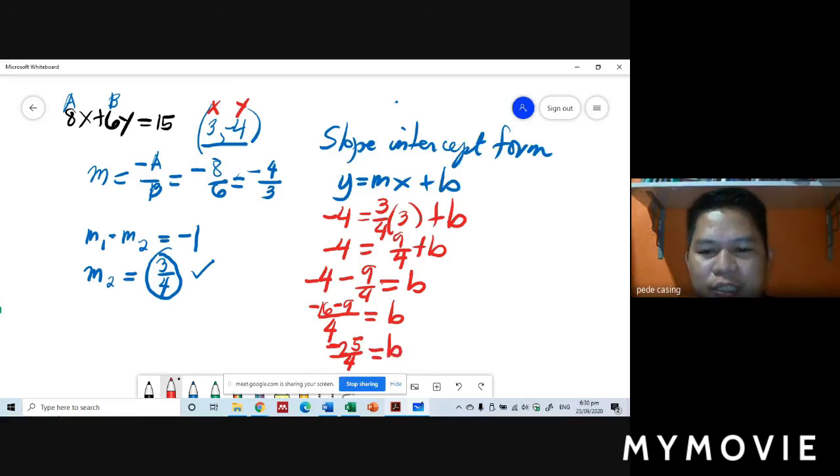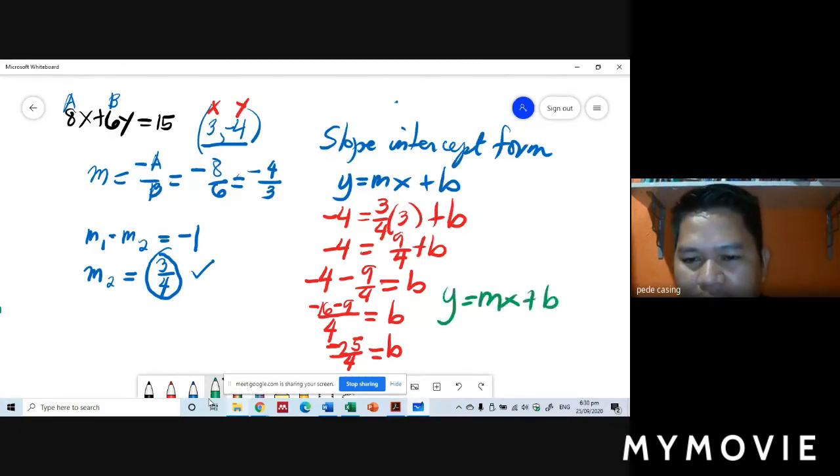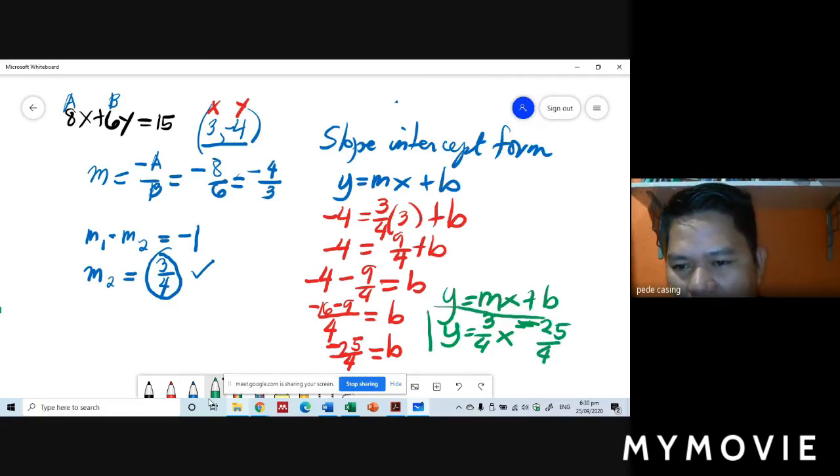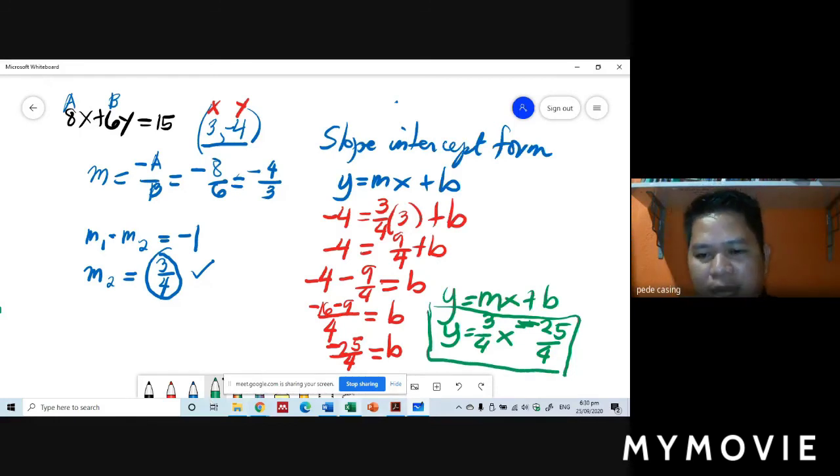Therefore, ang atong equation, our final equation is y = mx + b. Copy lang ang y equals, ang m na to 3/4, 3/4 x. Since -25/4, so minus 25/4. This is our equation. To make the equation, the other equation, para perpendicular.